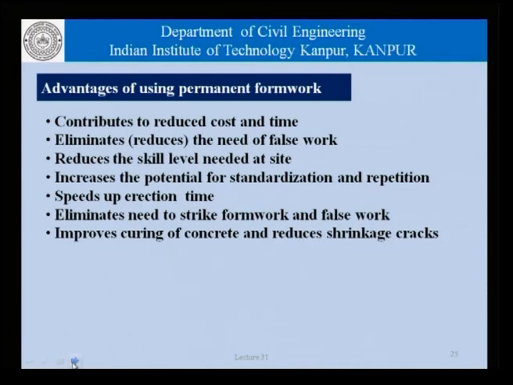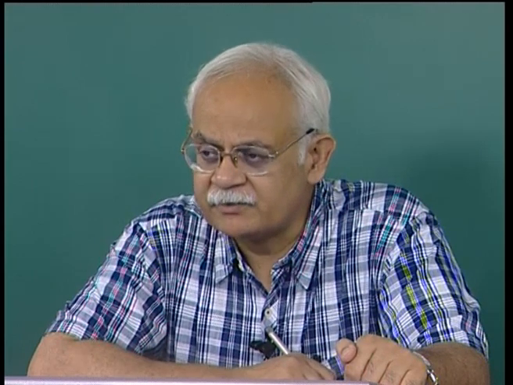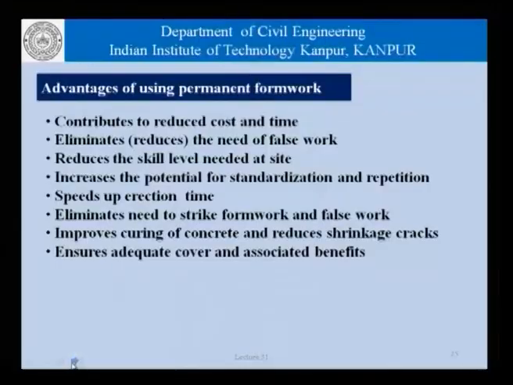Obviously, the purpose of curing is to ensure that the water from the concrete does not escape into the atmosphere, and if we have permanent formwork, then what we have ensured is that the passage of water to the atmosphere becomes all that much more difficult. Ensures adequate cover and associated benefits. As we try to draw in the previous picture, having permanent formwork effectively adds to the cover thickness.